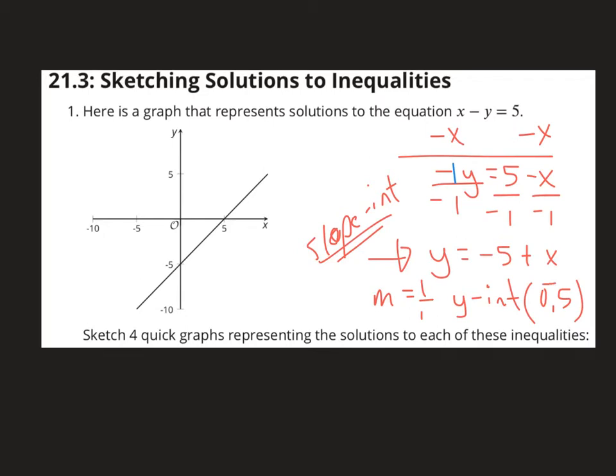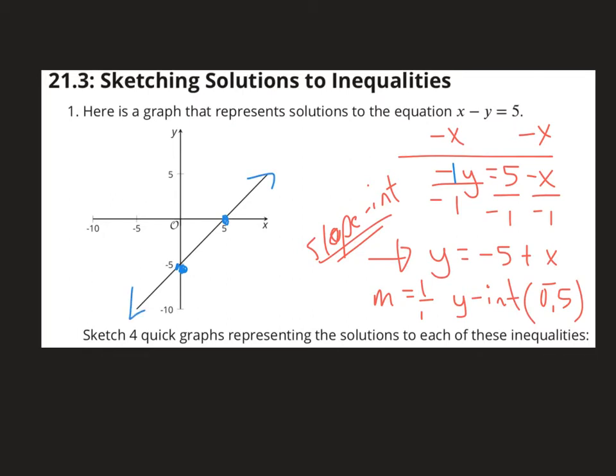Whoa, that was close. That gives me a negative 5, and then I divide negative x by negative 1, and I get a positive 1. So I come over to my graph here, and what do I notice? That's my slope, or my y-intercept. And if I go up 1 over 1, up 1 over 1, up 1 over 1, 5 times, I'll land at 5, 0. And then we have enough to snap a nice straight line.